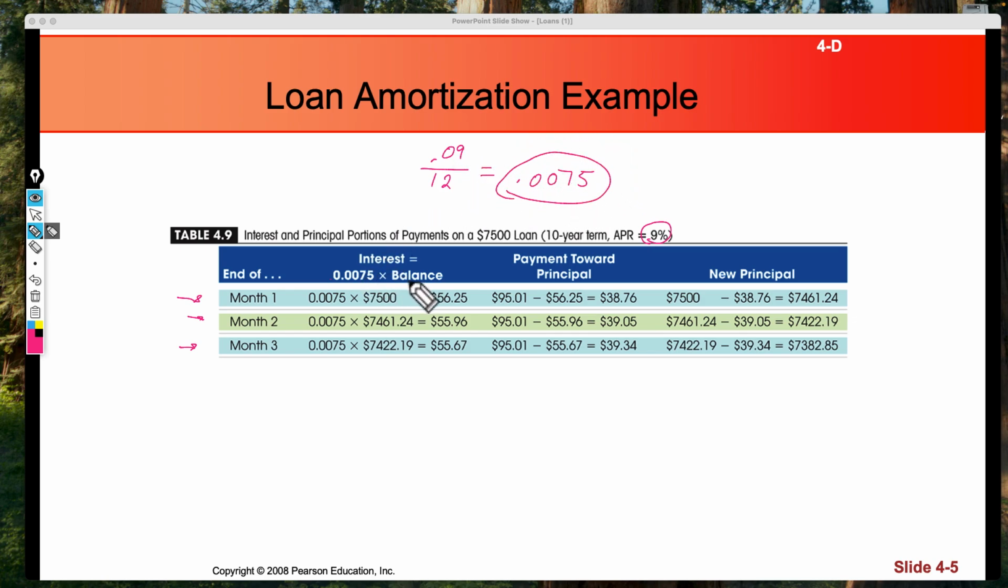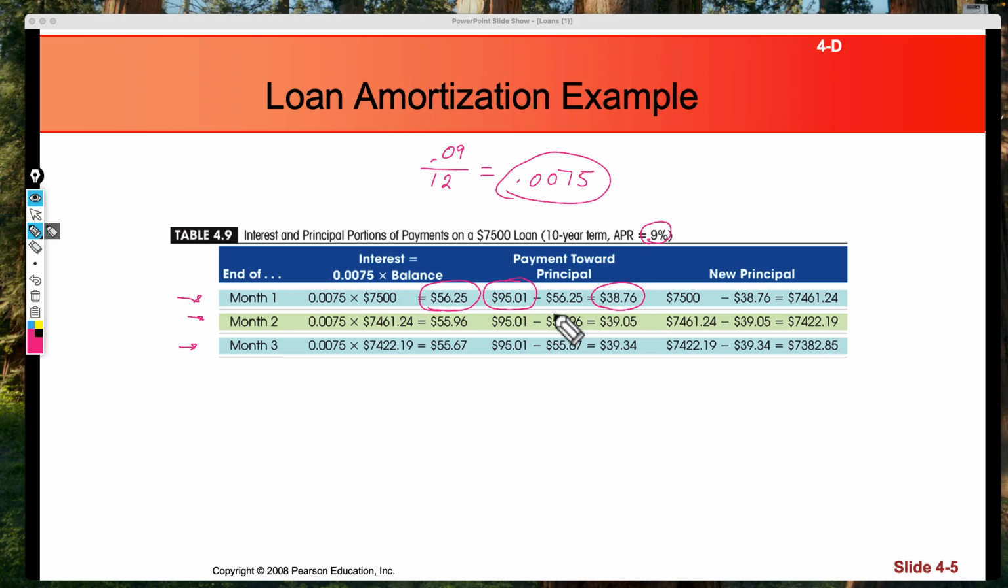So they take that times the balance, and what they find is that the first month, the interest on the loan is $56.25. So that's, you don't get that money back. That's the cost of borrowing the money. This loan is set up to be paid back in 10 years, so the payment that's needed for that is $95.01. So notice from that payment that you make, they subtract the interest first. The remaining amount, what is that? That's what goes to pay down the loan that you borrowed.